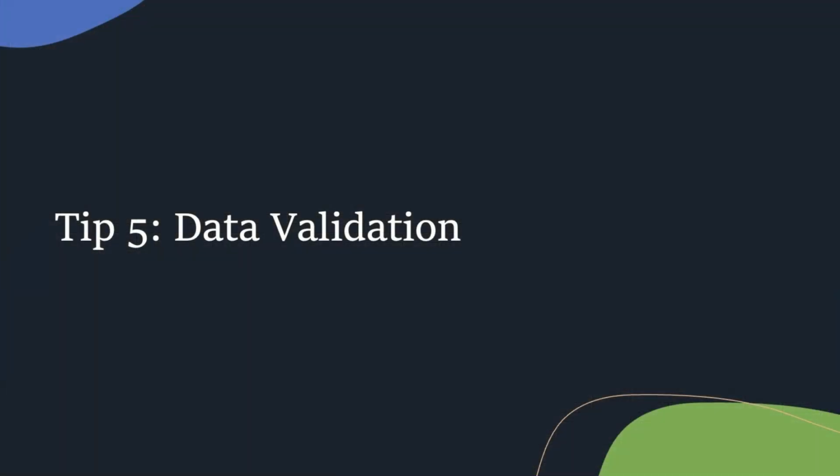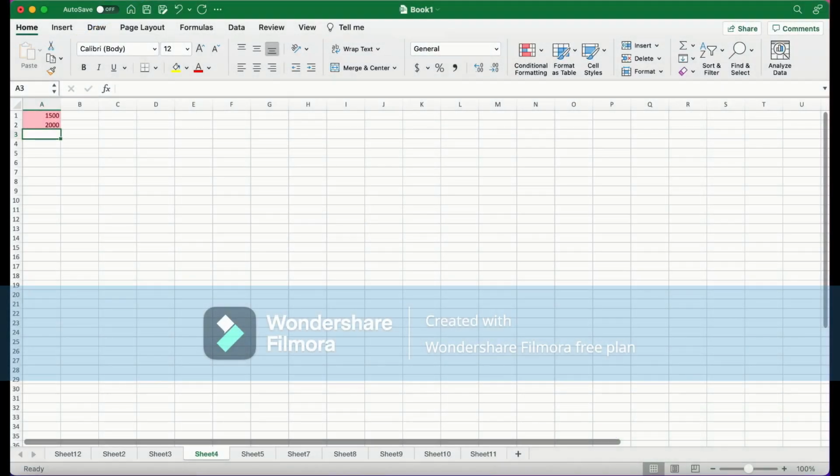The next tip I want to show you is data validation. Data validation helps ensure that the data entered into your sheet is accurate and consistent. You can restrict entries to specific types like dates or numbers, and even provide a drop-down list for users to select from.